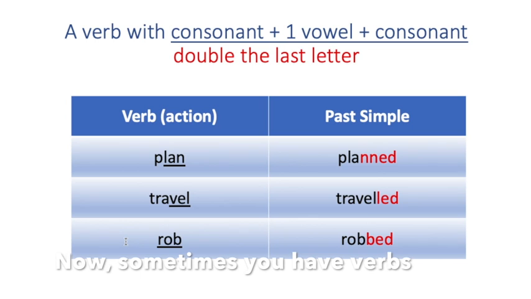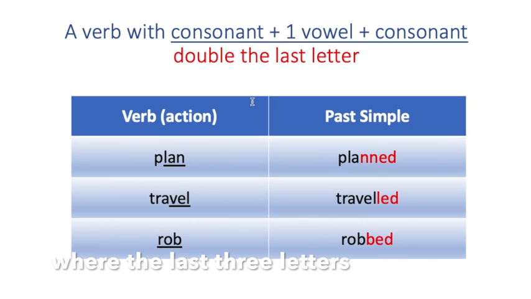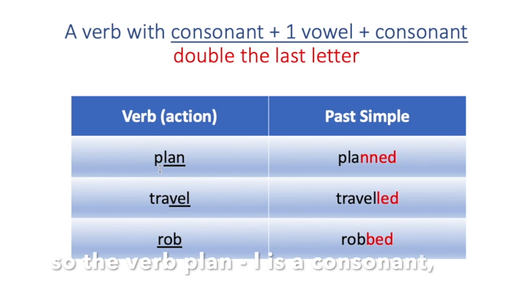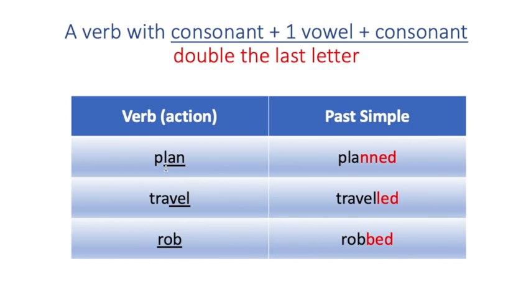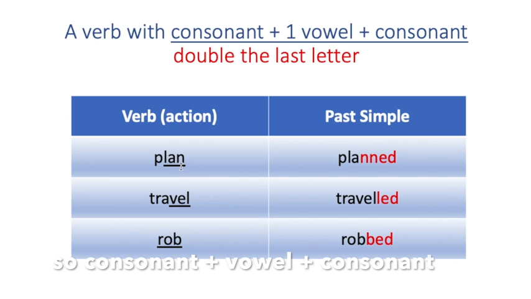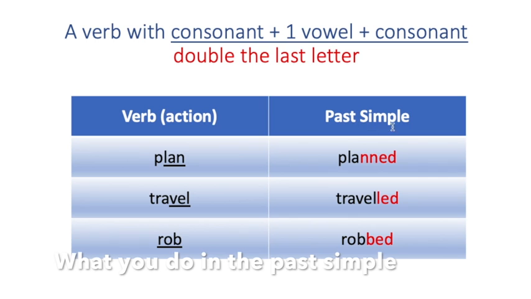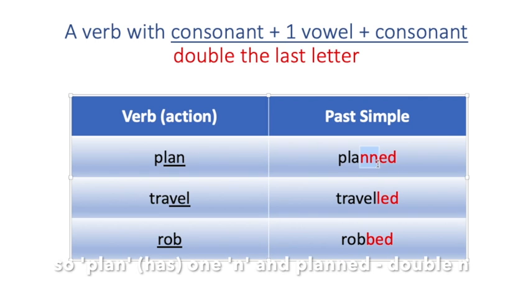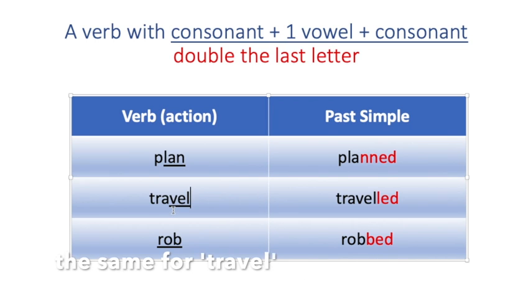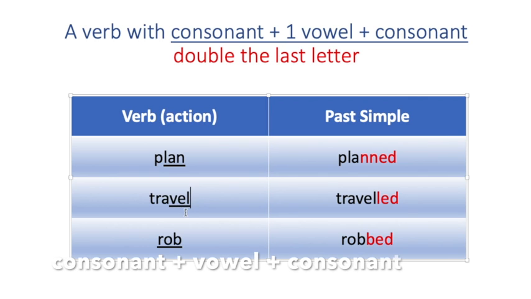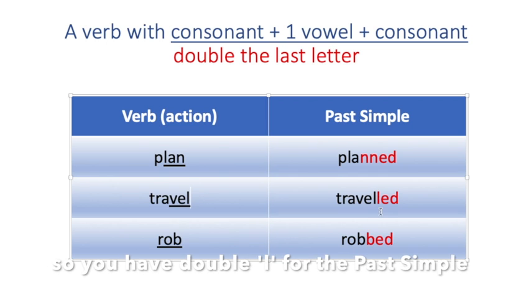Now, sometimes you have verbs where the last three letters, okay, so the last three letters are a consonant, vowel, and consonant. Okay, so the verb plan, P-L-A-N: L is a consonant, A is a vowel, N is a consonant. So consonant, vowel, consonant. So what you do in the past simple, you have a double letter. So plan, one N, planned, double N. Okay, same for travel. V is a consonant, E, vowel, L, consonant. Consonant, vowel, consonant. So you have double L for the past simple, traveled.